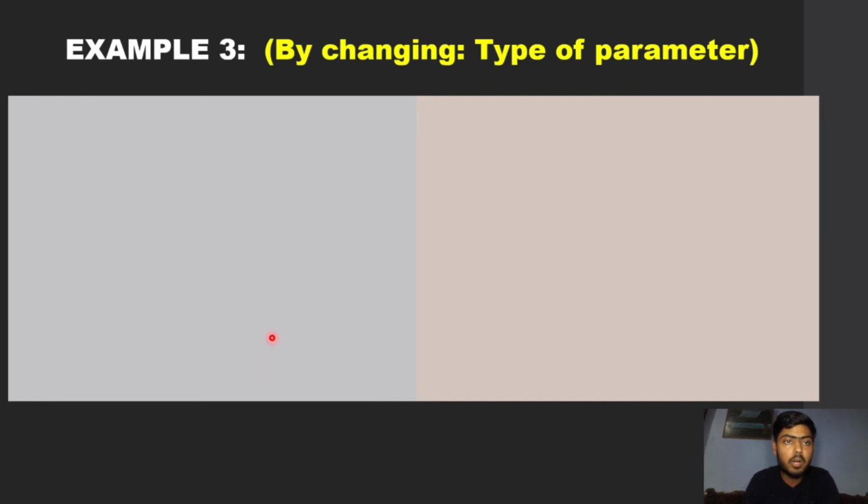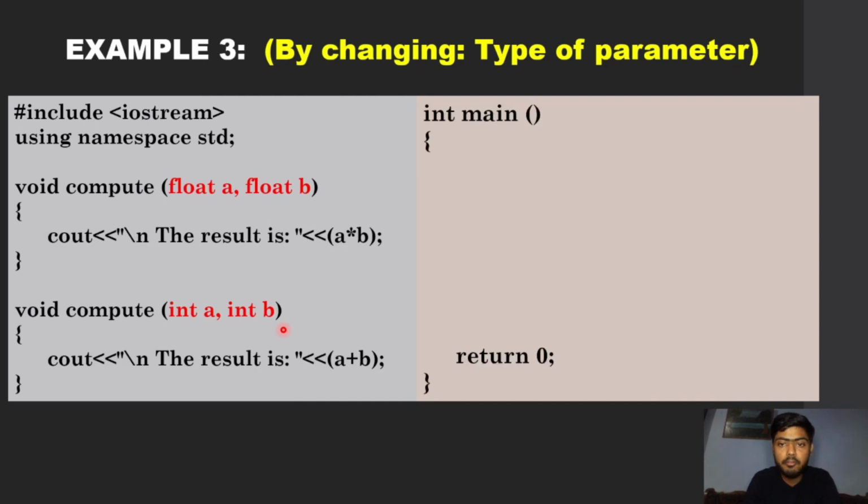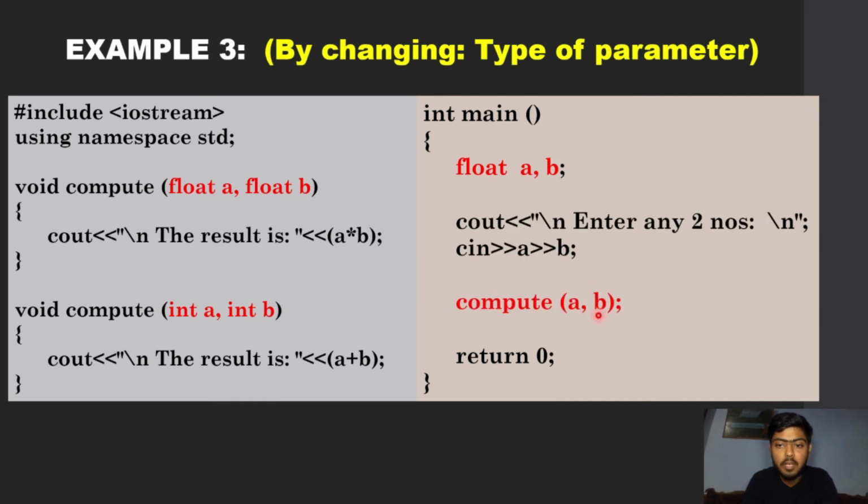Okay, moving on to another example. By changing the type of parameters, you can see in the first the type is float, the number of parameters is two, and here the number of parameters is two but the data type is int. In the main part, you have declared two variables with data type float, and you are passing a and b, which are of type float. So this function will be invoked, because float is the data type here.